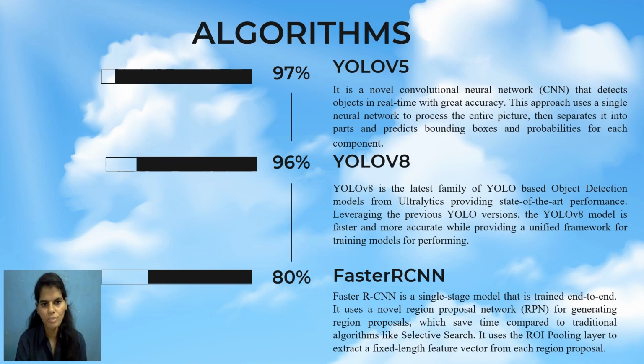Algorithms which are used in my project: YOLO V5 and YOLO V8, which are used for object detection in real time, and they give greater accuracy. And here Faster RCNN is used, where we have to train the model manually. Compared to the other two algorithms, I got 97% accuracy for the YOLO V5 algorithm.